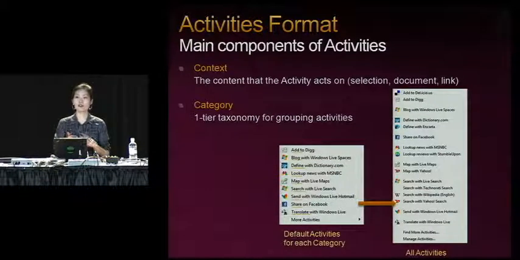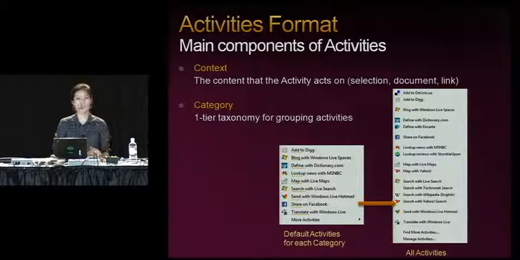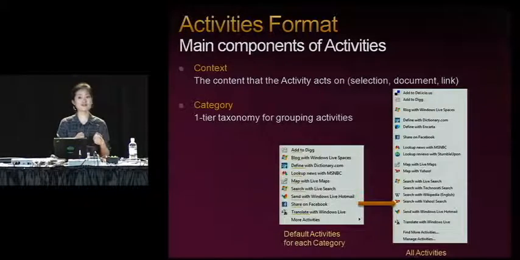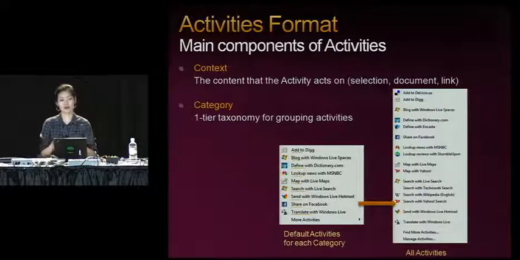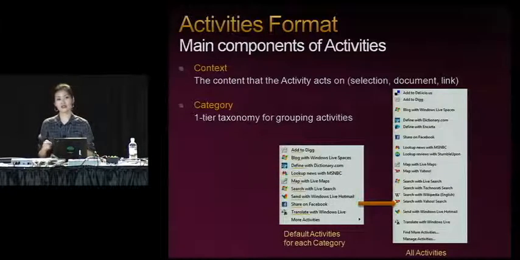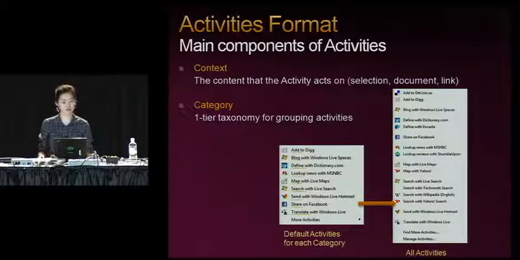Categories are a way to describe what your activity does. And this is displayed to the user in the top tier form. Each category can have a default, and it's the user that gets to define what that default is. IE ships with a set of categories, but it's possible for you to create your own category. But what I want you to keep in mind is to think about what the user is experiencing. So for example, if you're a mapping service, then you really should consider using the map category so that users can quickly find your information.